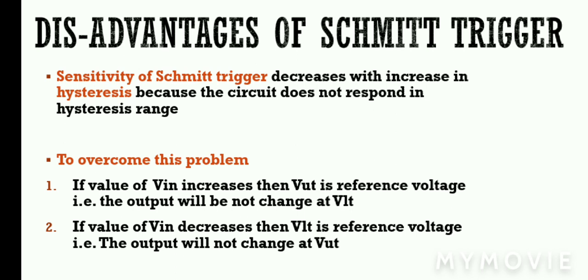The last one is disadvantages of Schmitt trigger. Sensitivity of the Schmitt trigger decreases with increase in hysteresis because the circuit does not respond in the hysteresis range. To overcome this problem, we have two solutions. The first one is, if value of Vin increases, then VUT is the reference voltage, that is the output will not change at VLT. If value of Vin decreases, then VLT is the reference voltage, that is the output will not change at VUT.